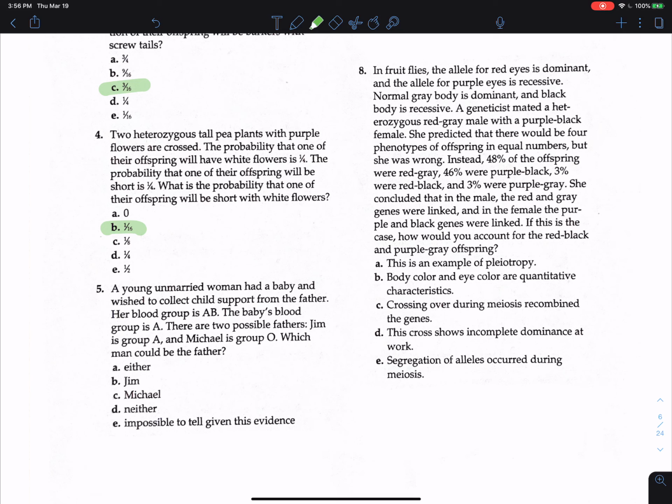Which man could be the father based on the characteristics? Okay, that's funny. Which could be the father based on the characteristics?